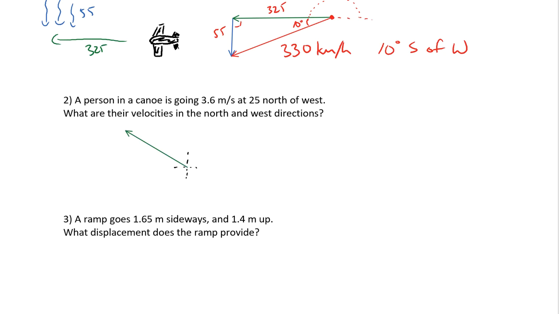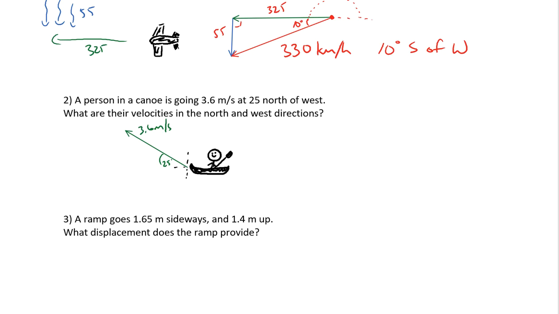So let's label a couple things here. So that's 3.6 meters per second. And there's my 25 degrees north of west. And of course, would be nice if we actually draw a little canoe. Here's something like that. Okay. There you go. There's a little happy guy with his canoe. There's his oar. There we go.